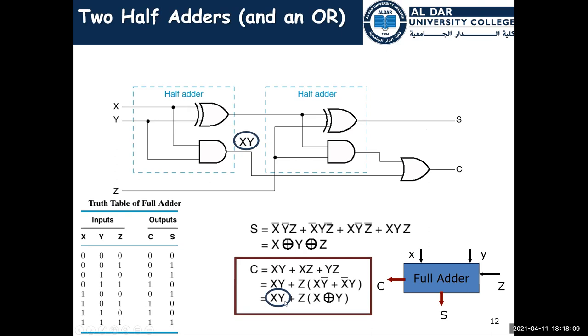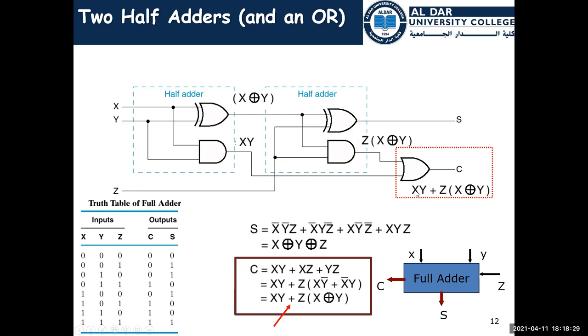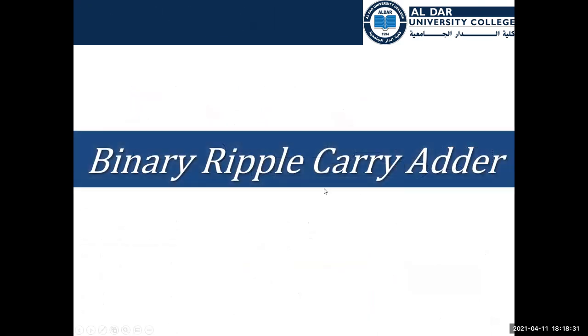And the implementation here: if you see, this is x, y, and this one is x XOR y. Here, we AND them together. Yes, this is z and x XOR y, and here x, y, together we enter them to obtain the carry. Yes, the carry is here, okay.